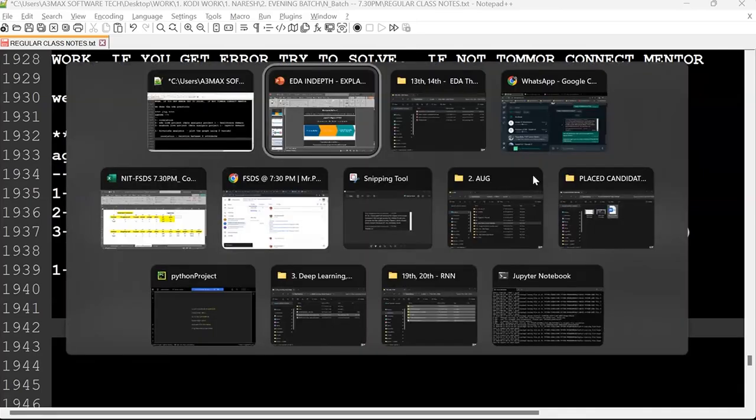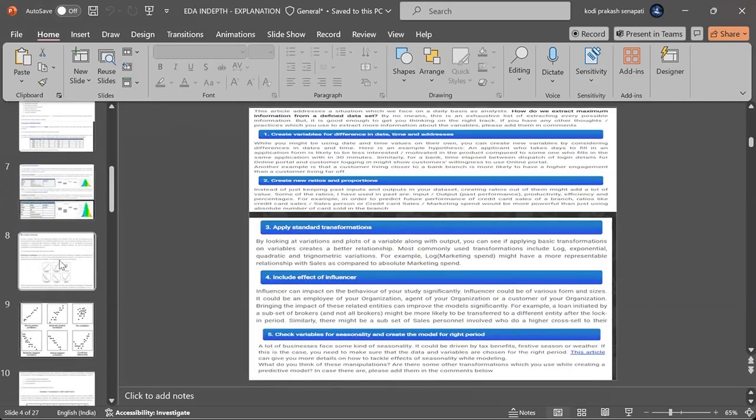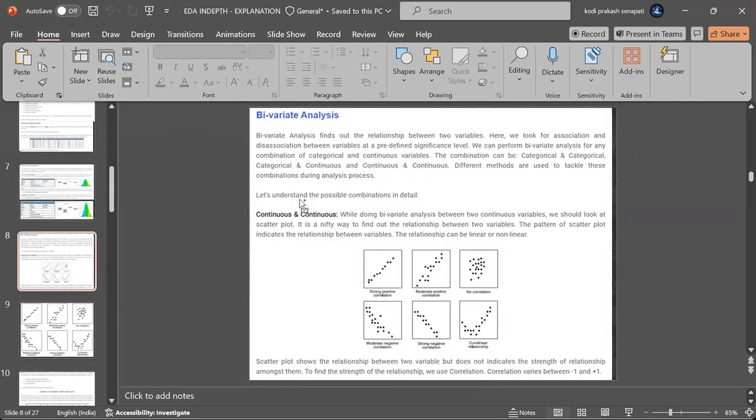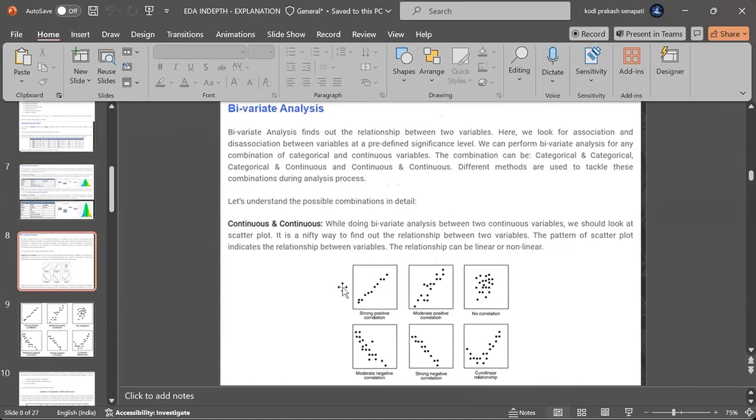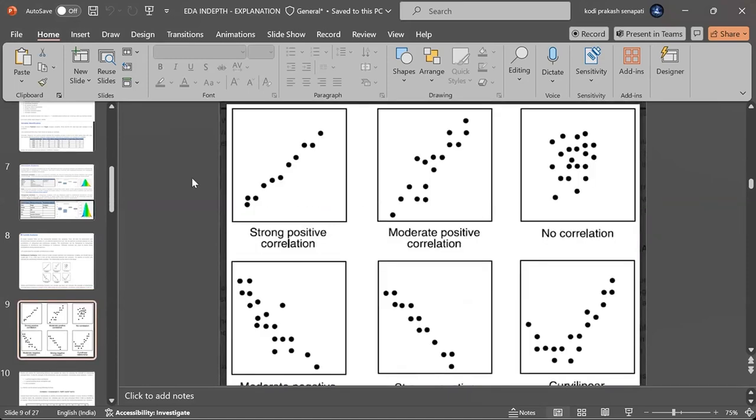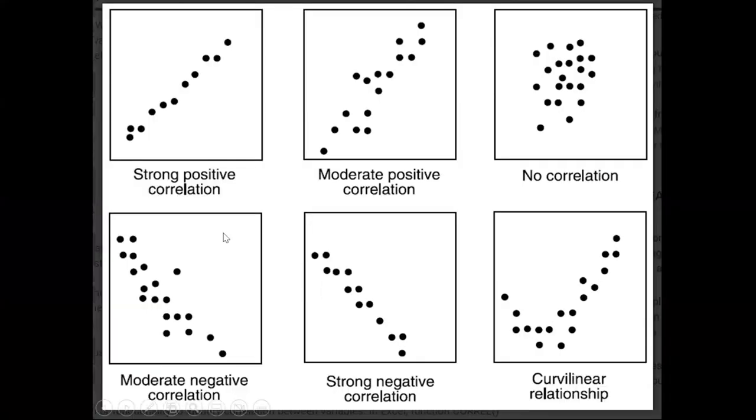I'll get back to this now. If you see this graph, do you see bivariate analysis? What is bivariate analysis? Relation between two attributes. I want everyone to remember this graph very much. Okay. So why I'm saying, just go to slideshow from current slide and open.